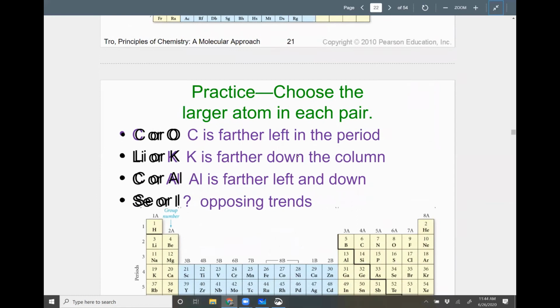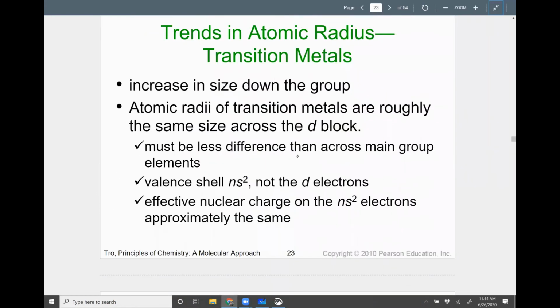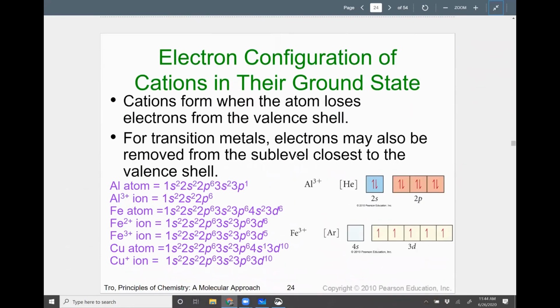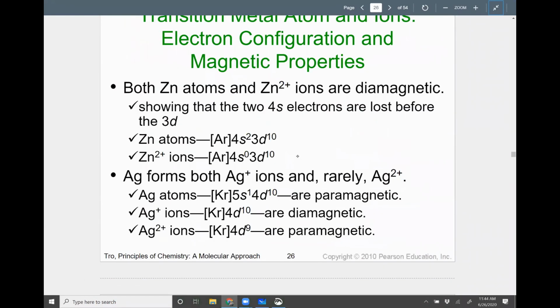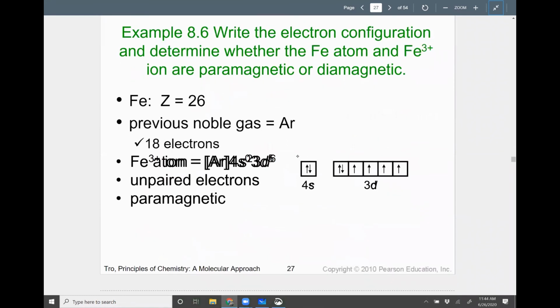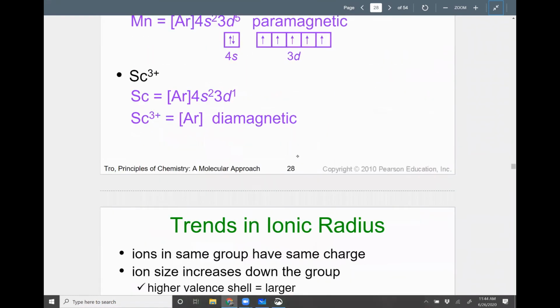All right. These are some practice problems if you want to do that. And you can see the different exceptions to the electron configurations. This one's like an entire book in PDF form. That's why we're skipping most of it.